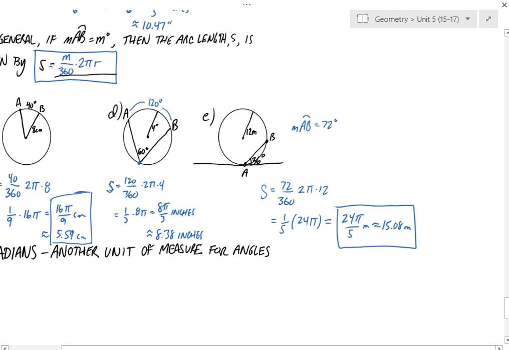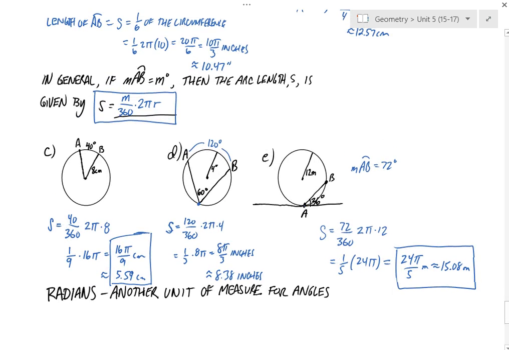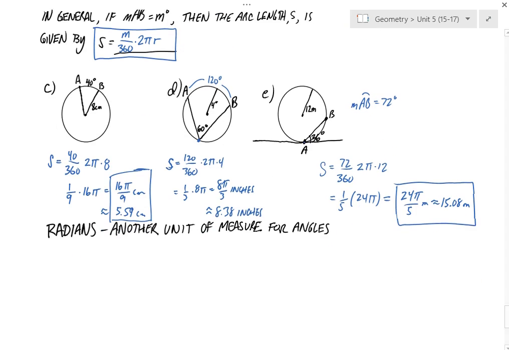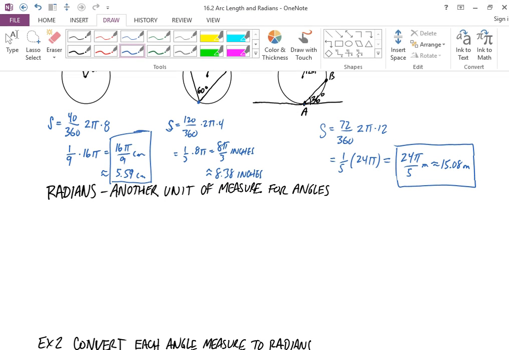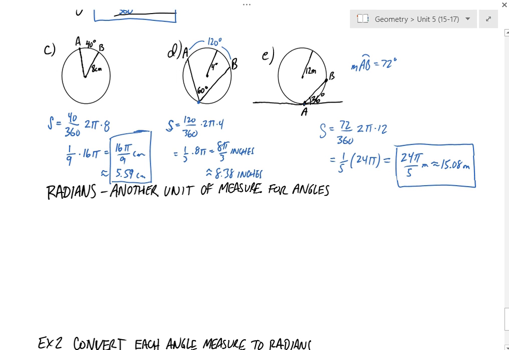So that completes the first part of our lesson, which is on finding arc lengths given the angle measure. And the second part of our lesson today is on using a new unit of measurement called radians. So far, every angle that we've measured has been in degrees. And we all have a pretty good idea of how big 1 degree is because we've seen it on our protractor. So we have a visual of what a degree looks like. We know approximately how big 30 degrees is and 90 degrees and so on. So I'm sure everybody's very comfortable working in degrees.